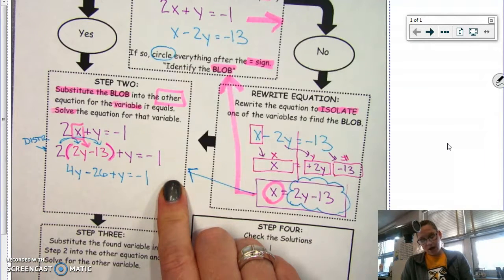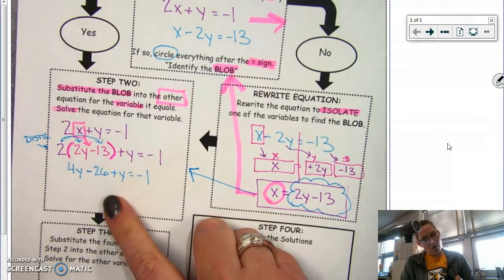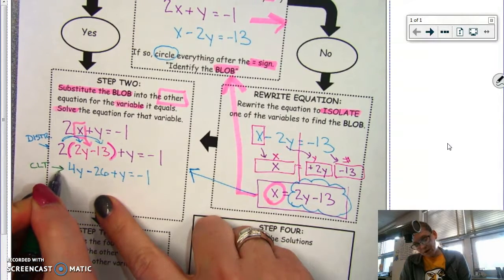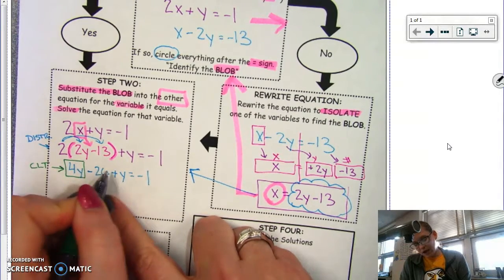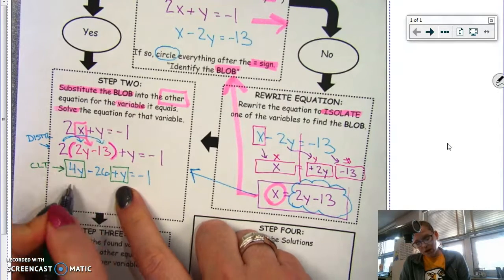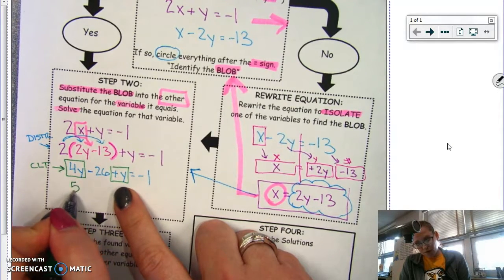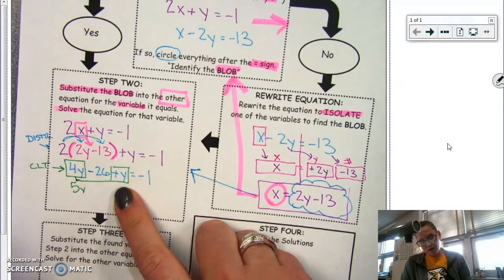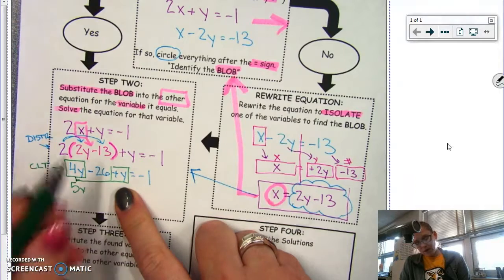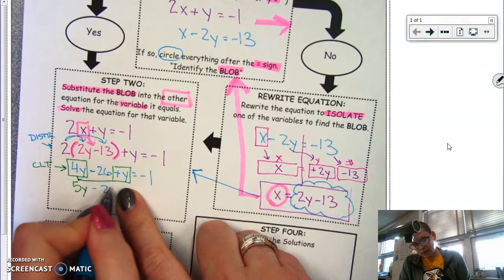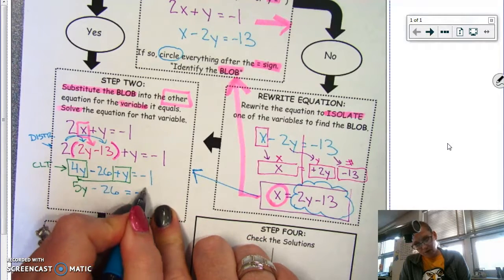Now we're going to have to combine like terms. So I know I have a 4y and I have another y over here. 4y and y will equal 5y. Bring those together. Bring the rest of your problem down. Minus 26 equals negative 1.